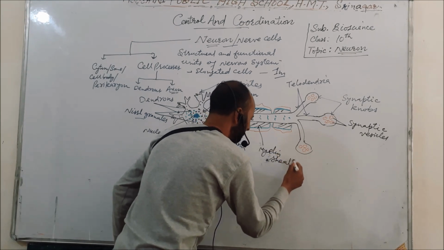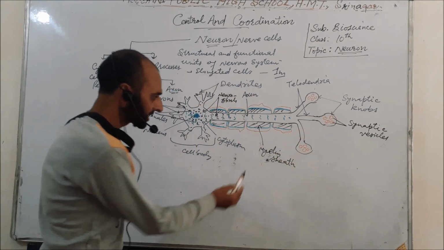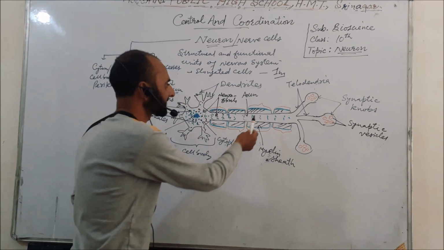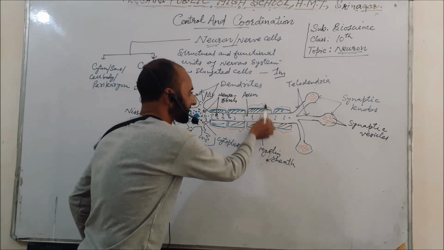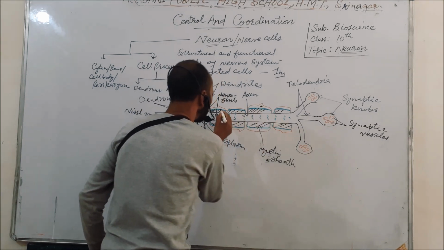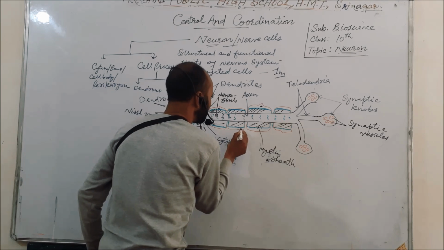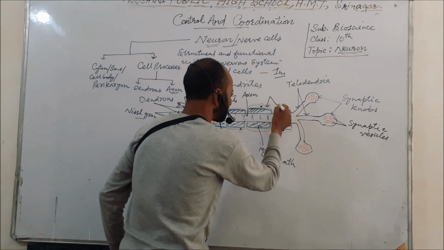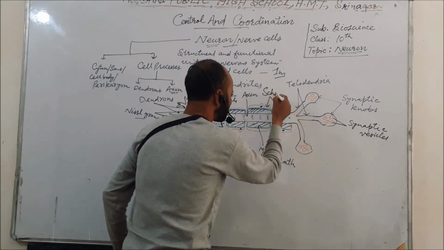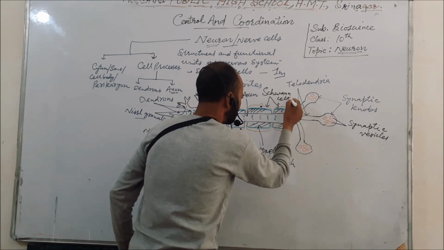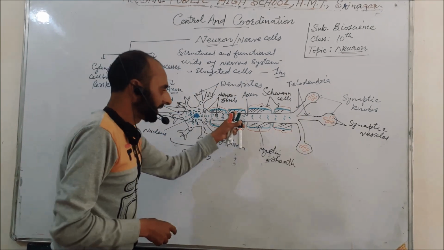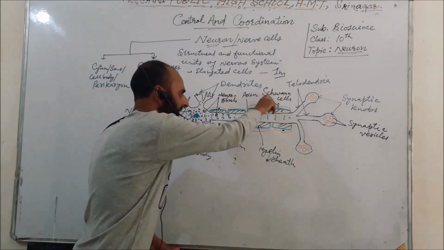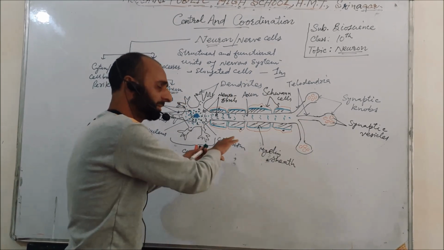Okay. Now this myelin sheath is actually formed by special cells which are present over this axon, and these cells are called Schwann cells. The phospholipid layer, which is called the myelin sheath, is formed by the Schwann cells. Okay, it may be present, it may not be present.